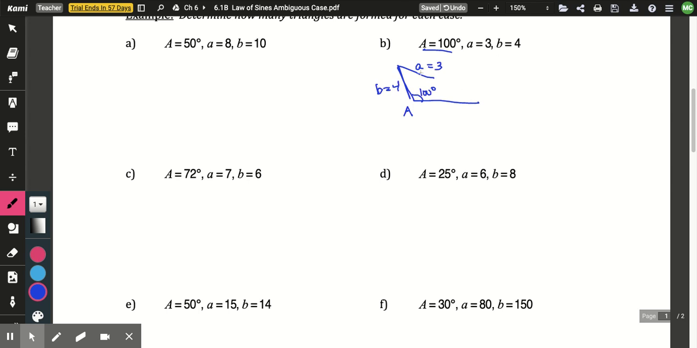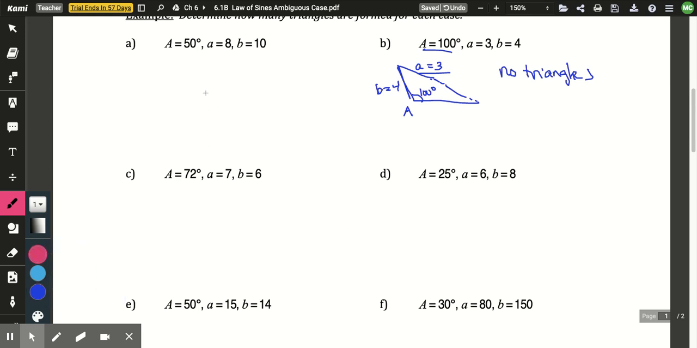Now, because the side that's across from it is shorter than the one that's next to it, that means that this side over here is not long enough to make it down here to create a triangle. It would have to be longer than the one that's next to it. So this one is actually no triangles. Alrighty, so that takes care of all of the obtuse angles in my problem set here.